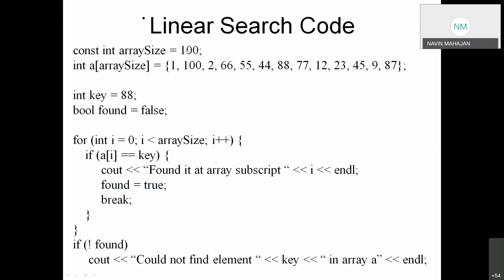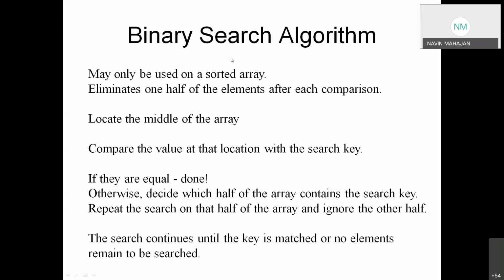So the linear search code, we have seen this, no? We'll skip this one. We'll go to binary search. Now how does the binary search algorithm work?